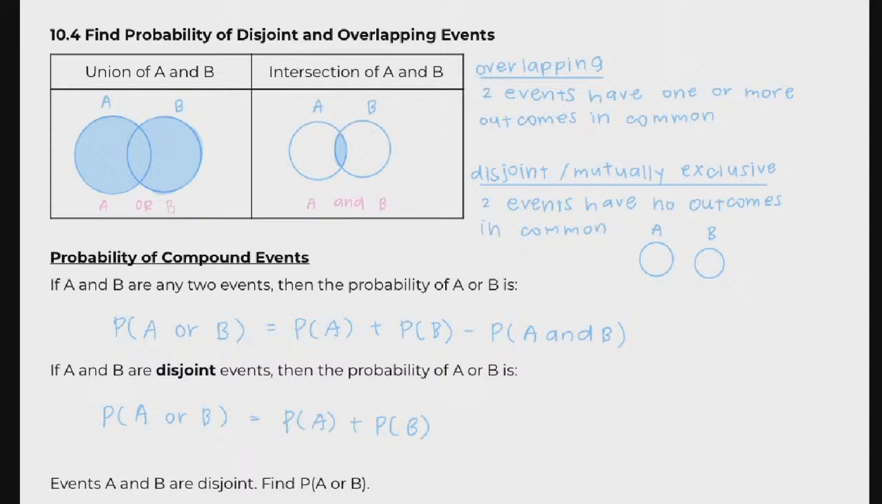Some vocab, we have the word overlapping, and that means when two events have one or more outcomes in common. So it's like the intersection, that center part that overlaps. And disjoint or mutually exclusive, those two mean the same thing, and that's when two events have no outcomes in common. So if we drew a Venn diagram, it would look like the one below, where they don't overlap at all and they're just separate.